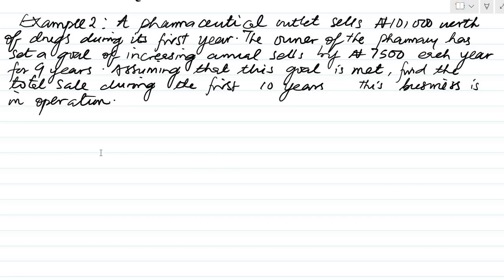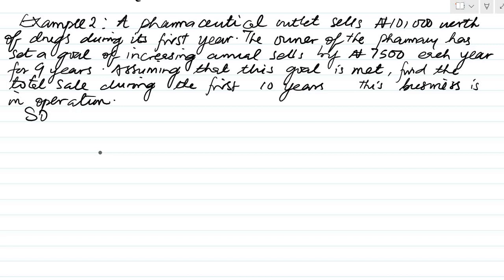And we are still on the real life applications of AP, arithmetic progression. Example 2. A pharmaceutical outlet sells 10,000 naira worth of drugs during its first year. The owner of the pharmacy has set a goal of increasing annual sales by 7,500 naira each year for 9 years. Assuming that this goal is met, find the total sales during the first 10 years this business is in operation.